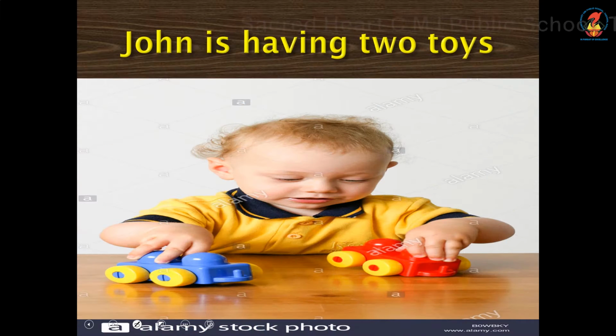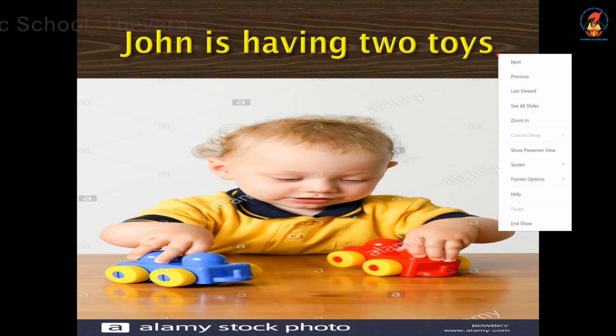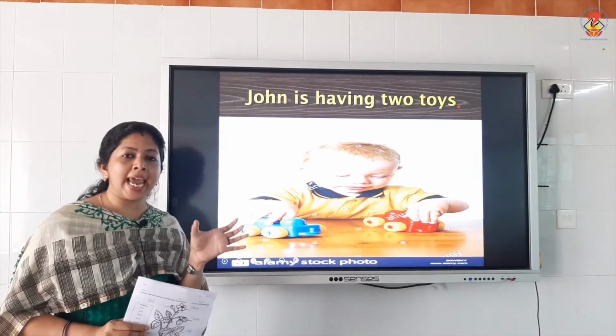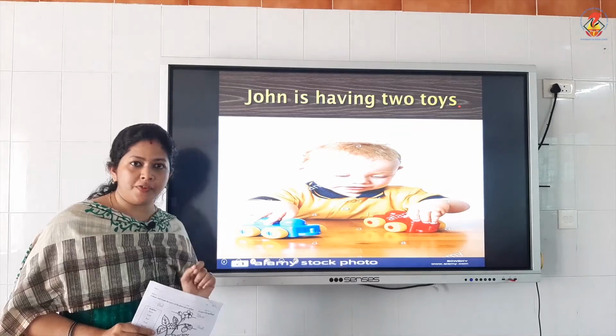Next sentence. John is having 2 toys. See how John is playing. Is having 2 toys. Here also no full stop. So here also the sentence is only complete with the full stop. Okay. John is having 2 toys. Now it's correct. So the second point we have covered is that always end a sentence with a full stop.